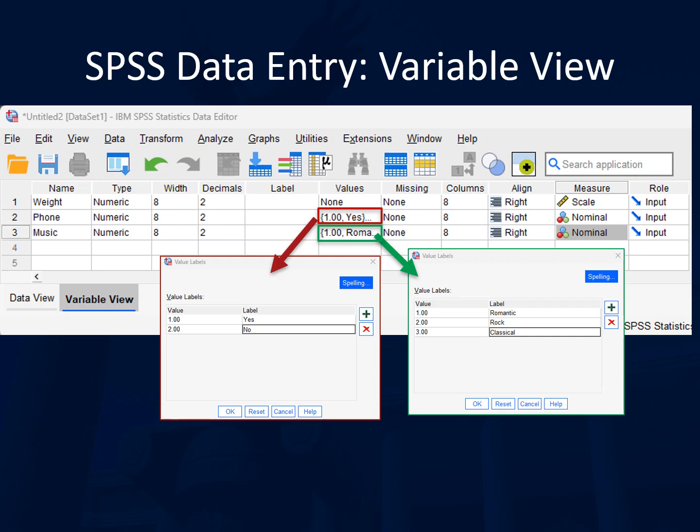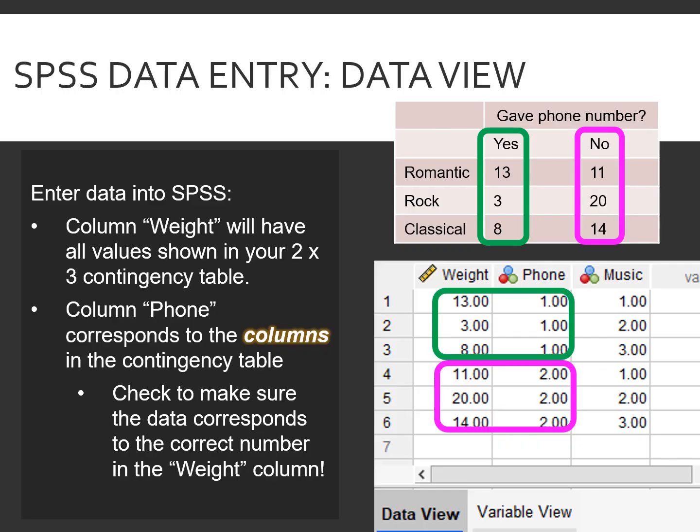Once you have all of the data set up so that it looks like this, then we will go to data view and enter the numerical values. In data view, we first will enter our weight column. We will have all the values shown in the 2x3 contingency table. I always start off from left to right. So I enter them as shown here.